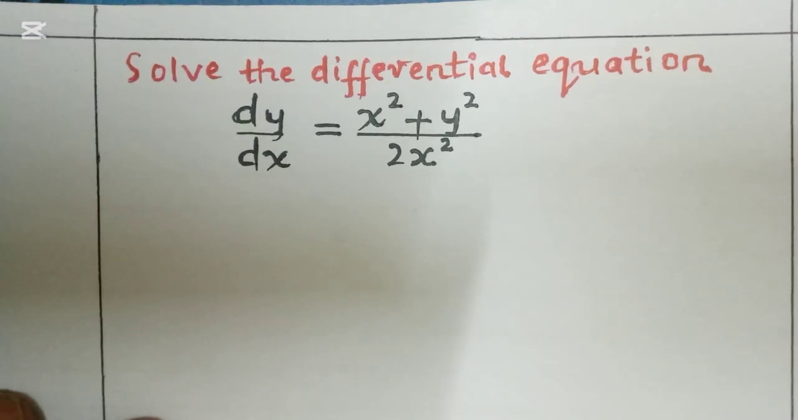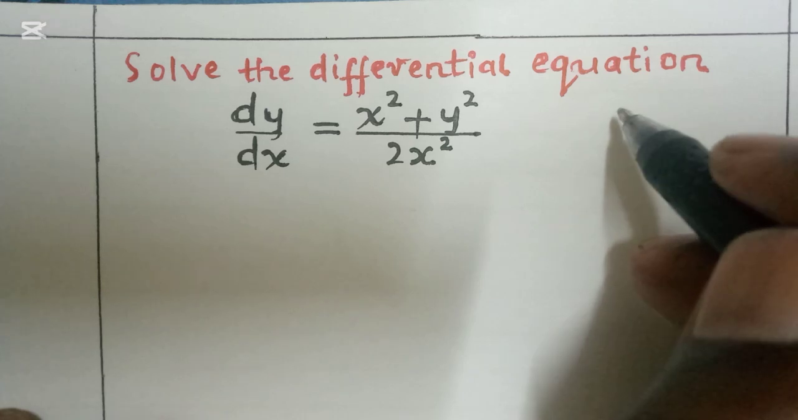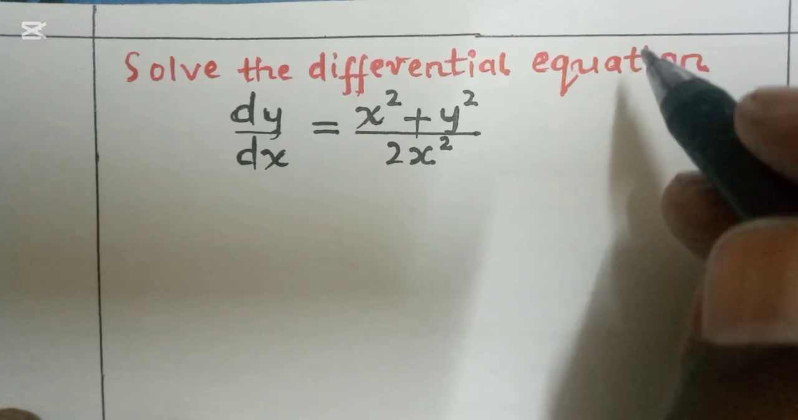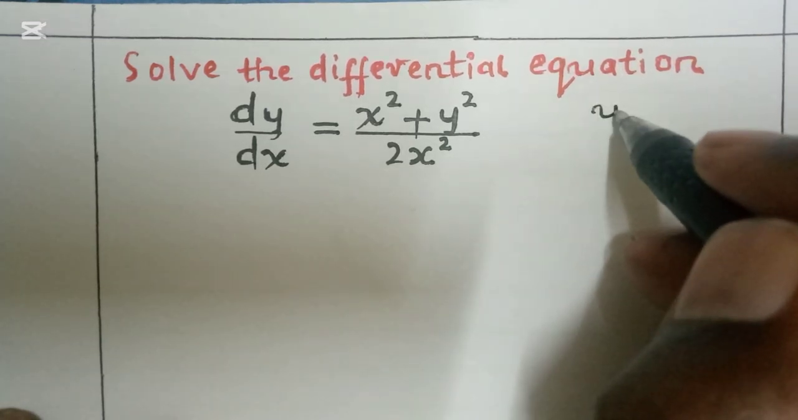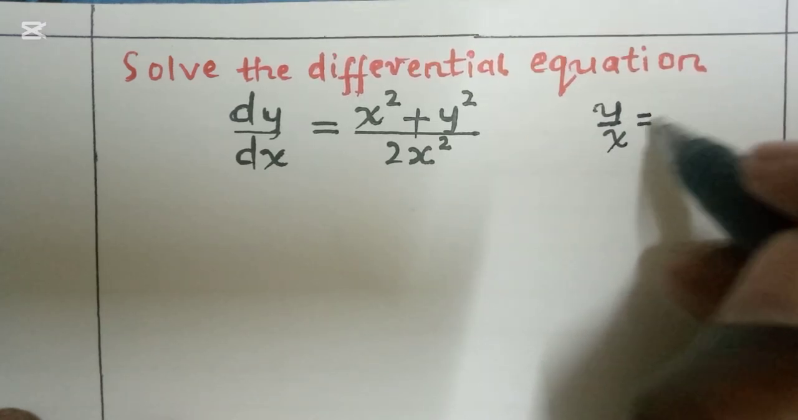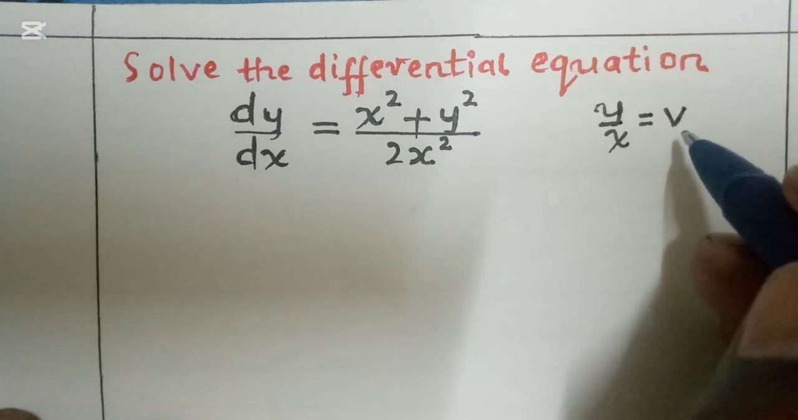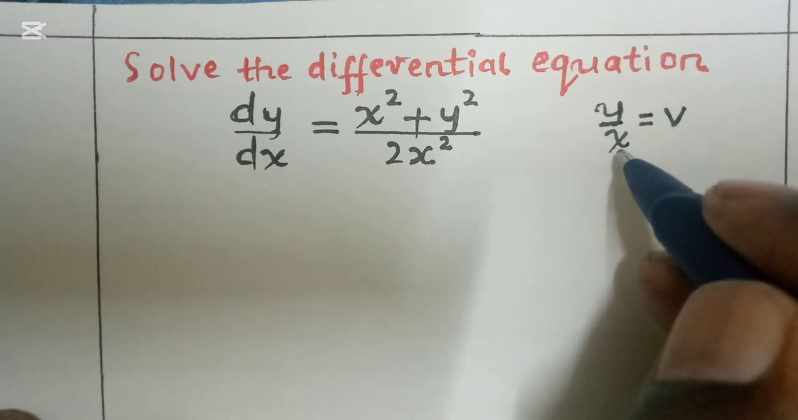First, I read the question. Solve the differential equation. This is a homogeneous equation whereby we use substitution. We substitute y over x with v. That is, y all over x we are supposed to substitute with v. After that, we differentiate v with respect to x.